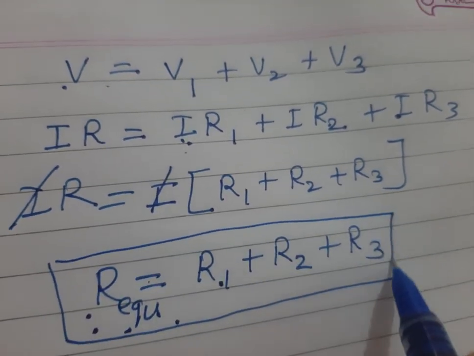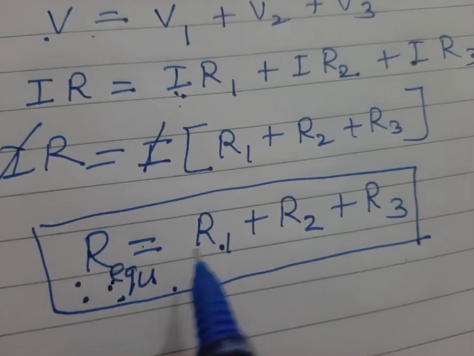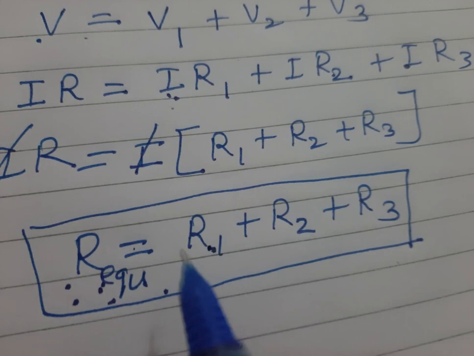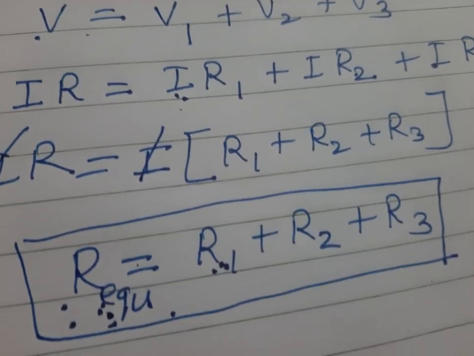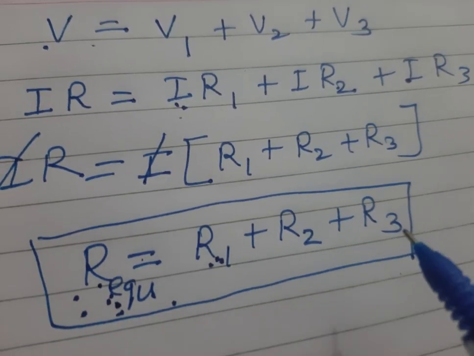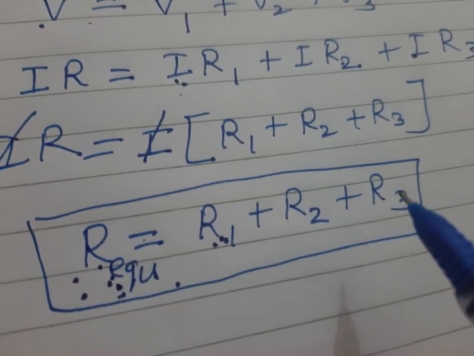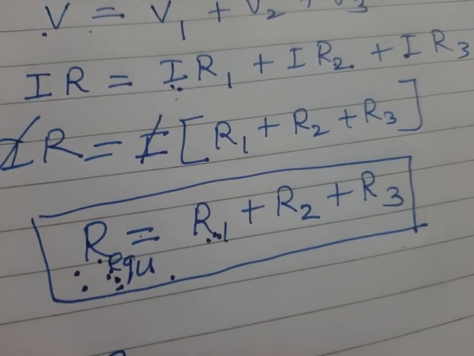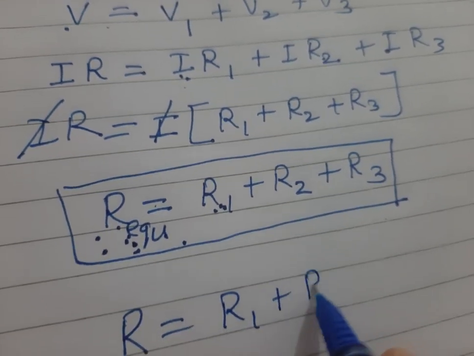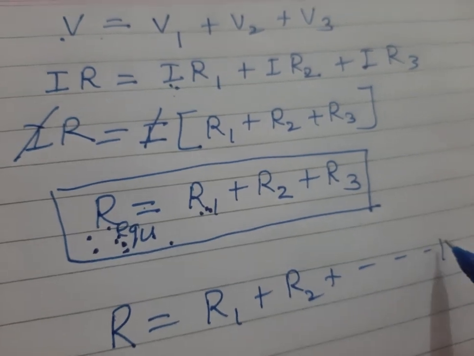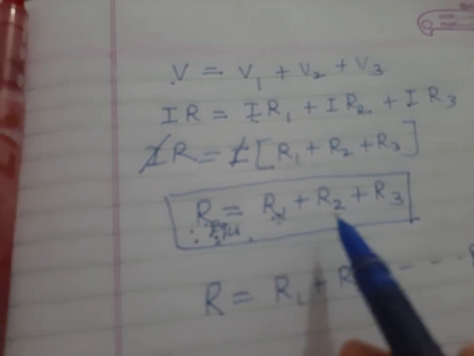Point to be noted that the total resistance or equivalent resistance is always more than the value of the individual resistance in case of a series combination. Now if we have two resistors, then R will be equal to R1 plus R2. If we have four, then R is equal to R1 plus R2 plus R3 plus R4, or so we can write R is equal to R1 plus R2 plus and so many resistors. So this is the formula for the series combination.